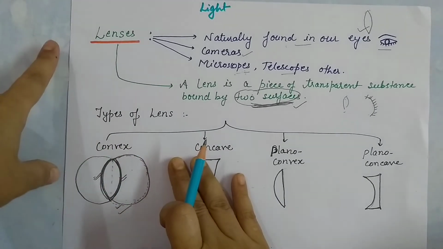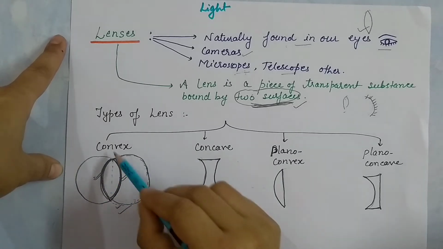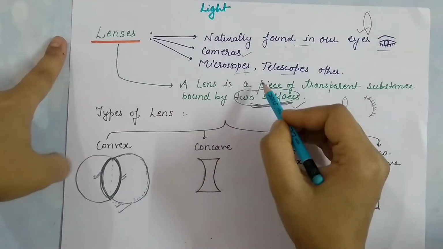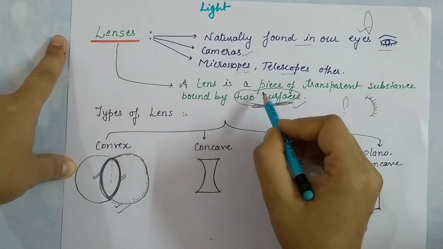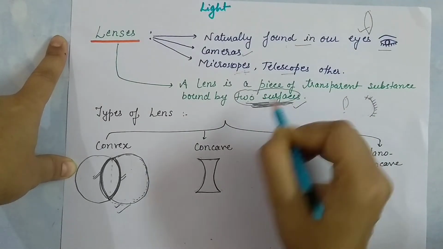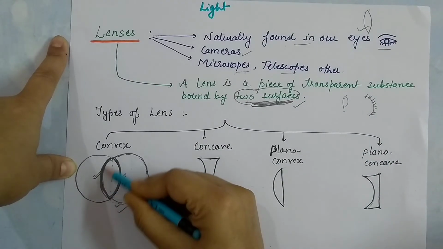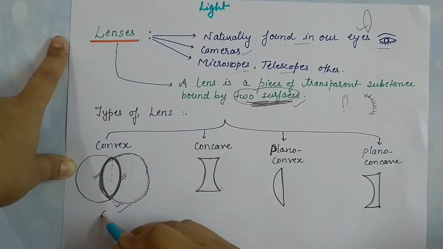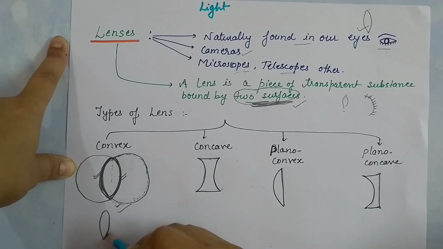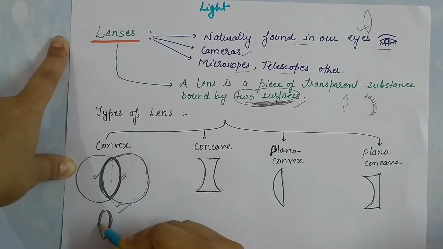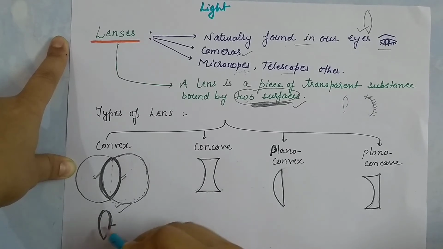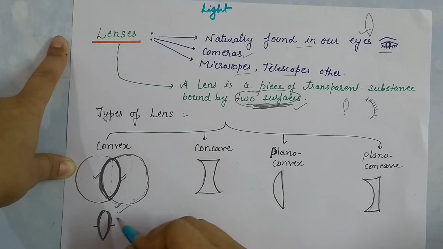So a convex lens is formed by two spheres, and we know that we call something a lens when it has two surfaces. Here are the two surfaces, 1 and 2. When we join these two, they form a convex lens. This is your refracting part, and this is your convex part.